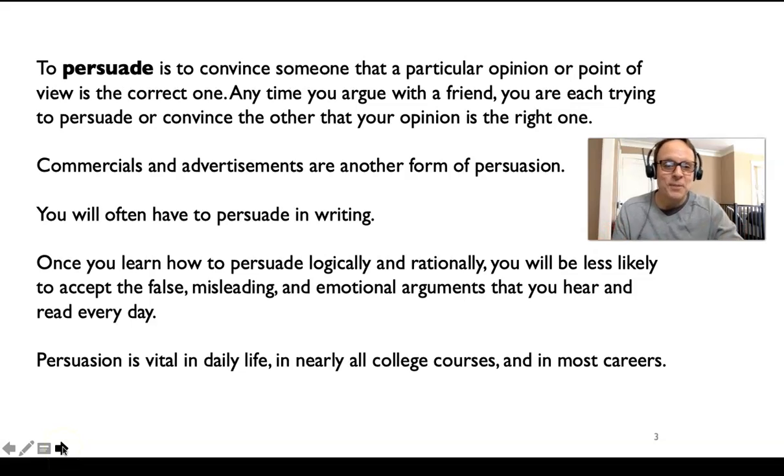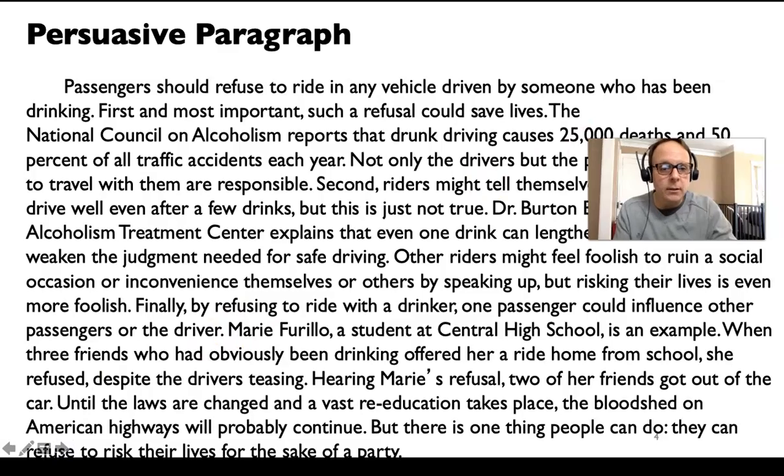So I just want to look at a short passage. It's maybe a stereotypical kind of teacher thing, almost like a high school teacher thing, but I like the passage because it has a lot of persuasion packed into just a short paragraph. So let's take a look at this paragraph.